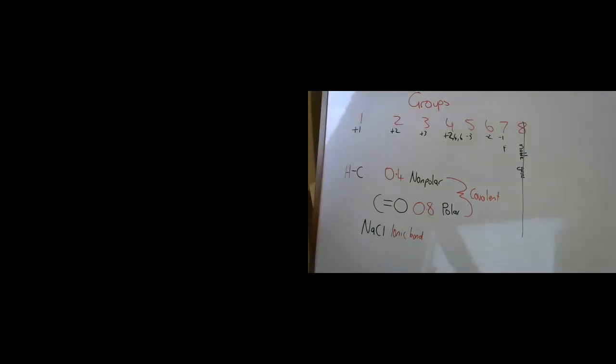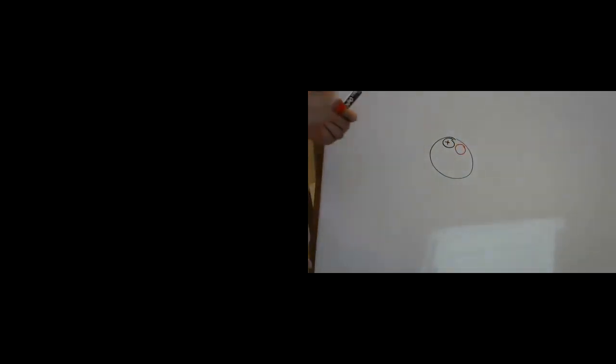A little bit on modeling the atom. We have the nucleus in the middle. We have positively charged protons, neutrons that don't have a charge. Then on the outside, we've got electrons. We should all have known that from grade 8 or 9.